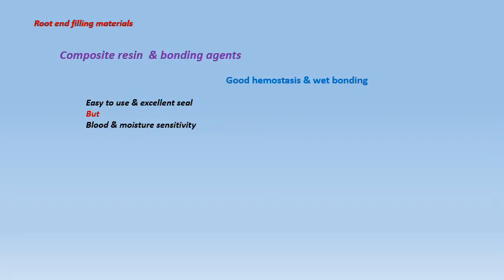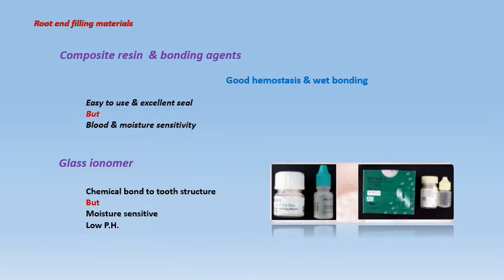After that comes the composite resin and the bonding agent. It's very challenging to put composite resin as a root end filling material because composite restorations always need very good hemostasis and a dry field, and some of them depend on wet bonding, but actually the field of surgery is full of blood, it's full of moisture. To control the moisture in the field of surgery is very tricky. It's easy to use for sure, and it has an excellent seal because of the bonding, but the blood and moisture sensitivity is a killing factor also for composite resin and bonding agents.